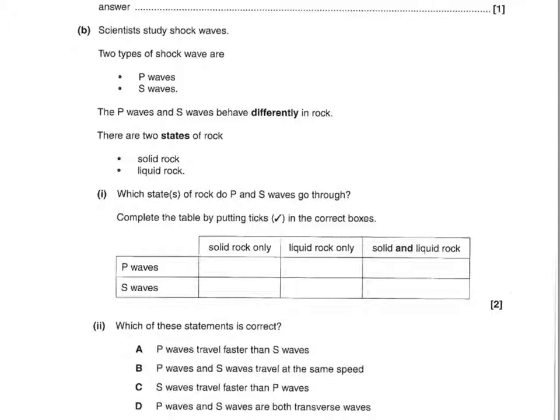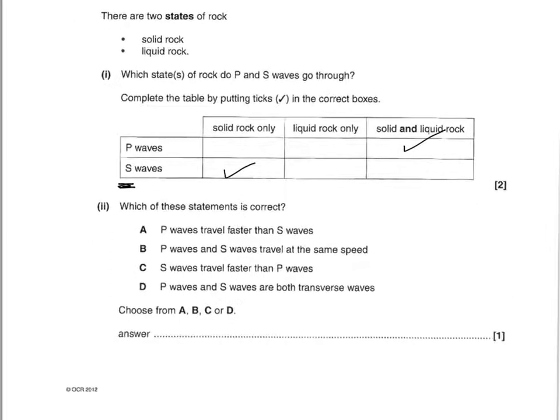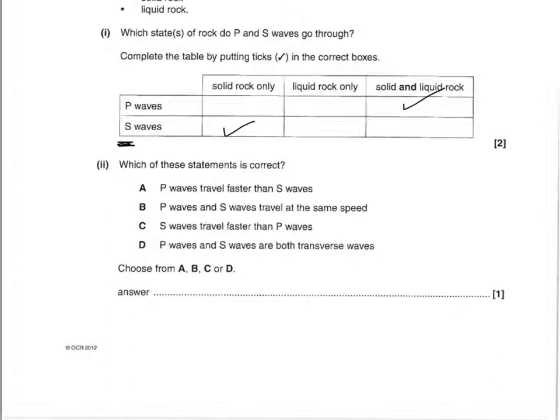So I remember that S is solid rock only, S for solid. So S waves go through solid rock only, but P waves go through both solid and liquid rock. And then it asks you which of these statements is correct. P waves travel faster than S waves, P waves and S waves travel at the same speed, S waves travel faster than P waves, or P waves and S waves are both transverse waves. And it is A, P waves travel faster than S waves. So that is the answer for that one.